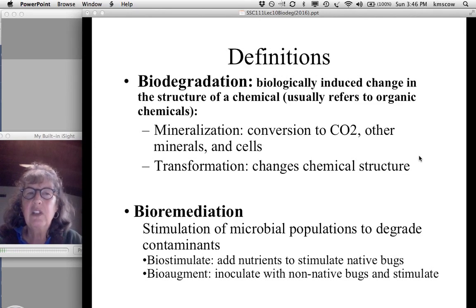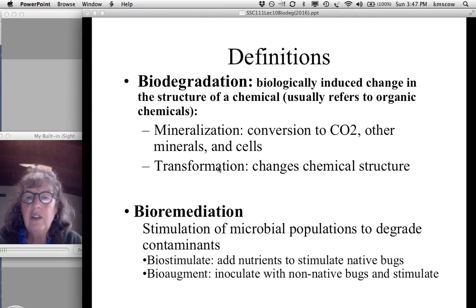Biodegradation: biologically induced change in the structure of a chemical. And we have mineralization, which means turns to minerals, which is CO2 for organic compounds. It goes all the way to CO2, perhaps also other minerals if it has nitrogen or phosphorus in it. And also it will make cells if there's growth-based use of the chemical, right? But it's now going to be cellular material. That's the best way to biodegrade because it completely disappears.